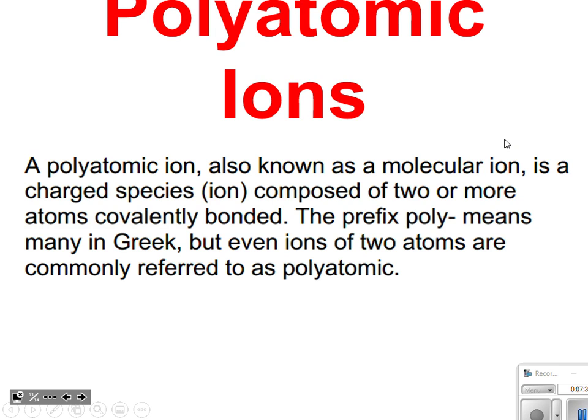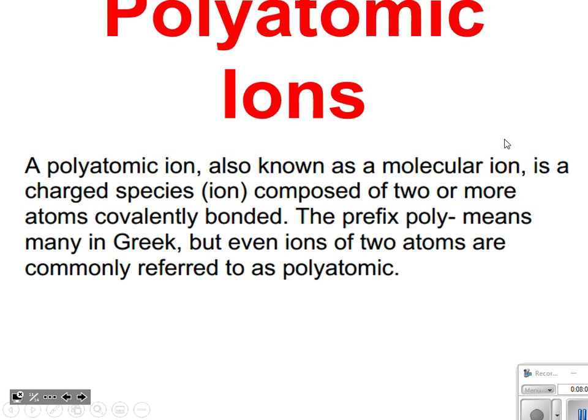What does molecular mean in terms of how we know it? What's it telling us? It's covalent, okay? So a molecular ion is telling us that this is an ion, so it has a charge. It has gained or lost electrons, and it is molecular, so it is covalently bonded.